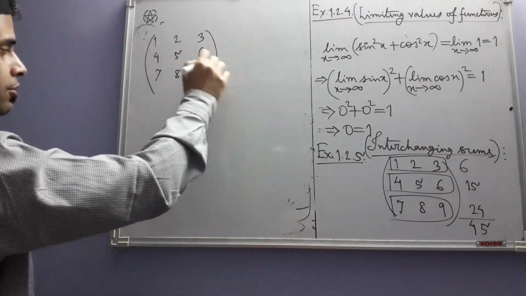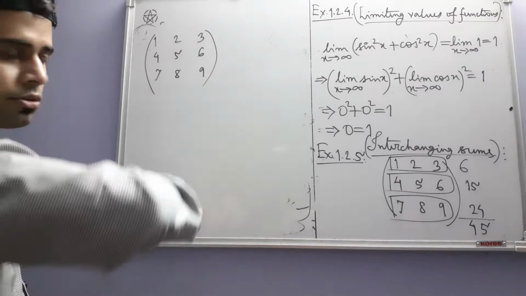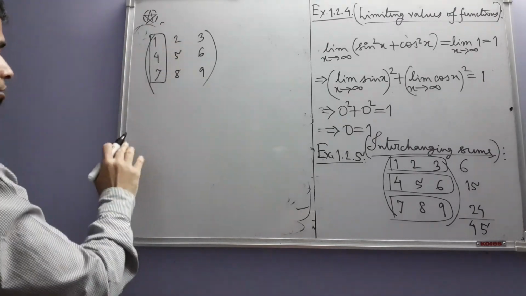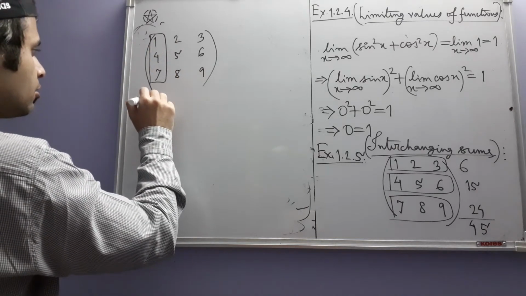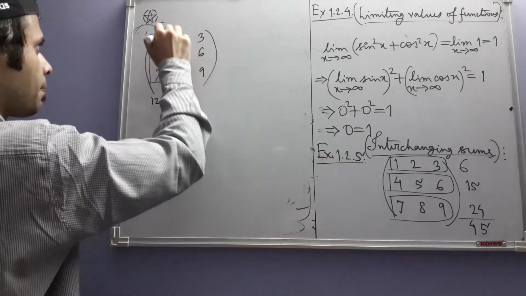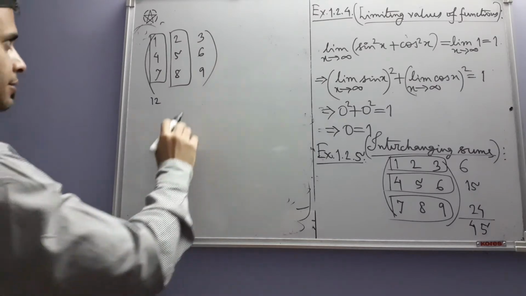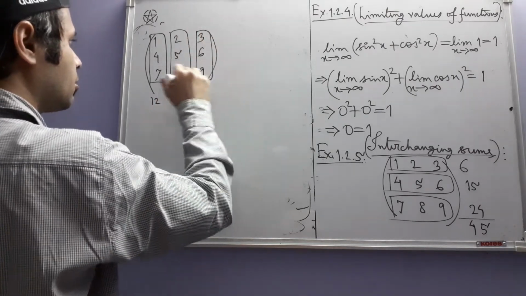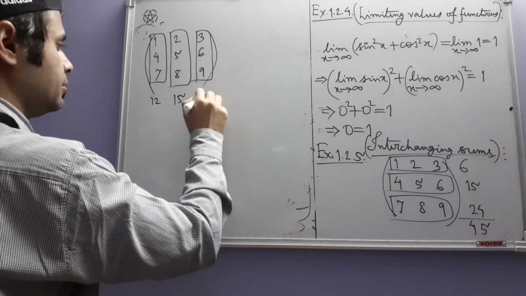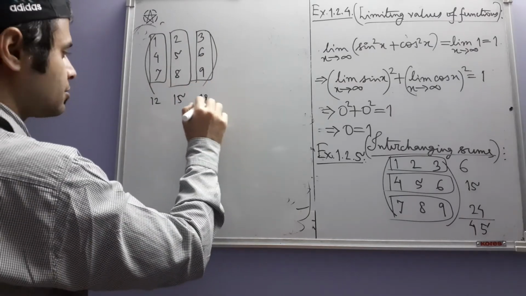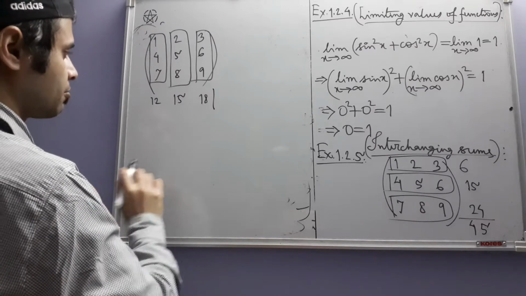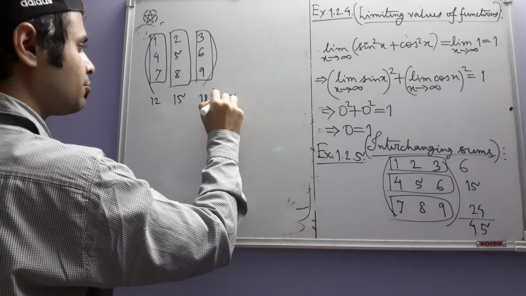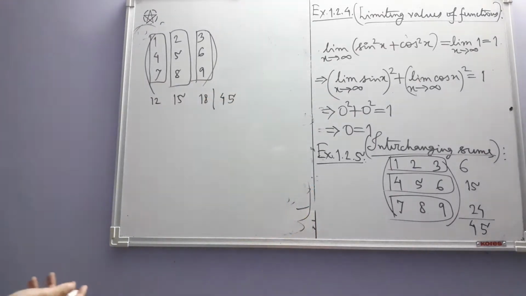Now instead of considering the rows, if I consider the columns and add the numbers in the columns, in the first column, I get 12. If I add these, I get 15, I get 18. Now if I add these column sums, what do I get? Again 45, of course I will get 45.